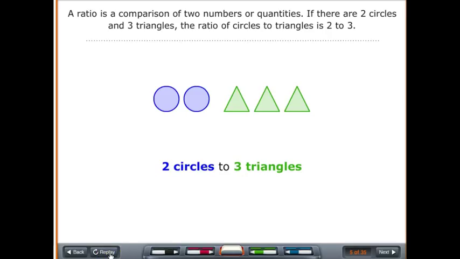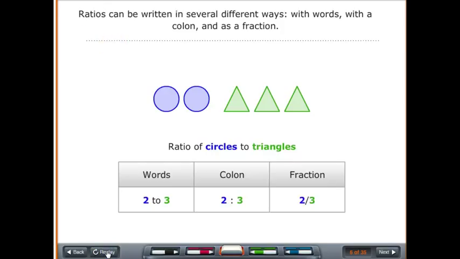A ratio is a comparison of two numbers or quantities. If there are two circles and three triangles, the ratio of circles to triangles is 2 to 3. Ratios can be written in several different ways, with words, with a colon, and as a fraction.